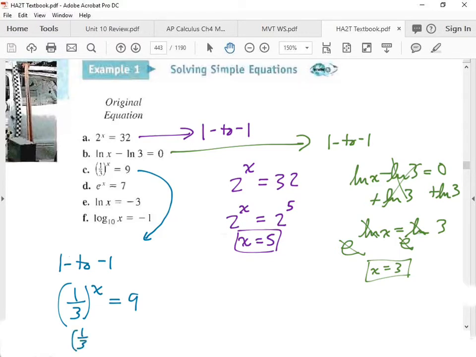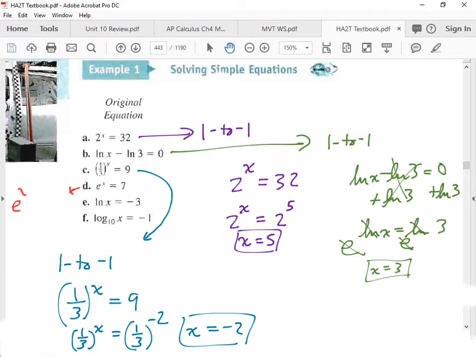Let's see. I'm going to write it out for you. I have 1 over 3 raised to the x power. And then I have 1/3 raised to what power? You saw the answer. Yeah, negative flips the fraction. Negative 2 raises the 3 to the second power, and then we get a 9. So it is -2. So what does x equal? -2. Yeah, this is one-to-one, people.